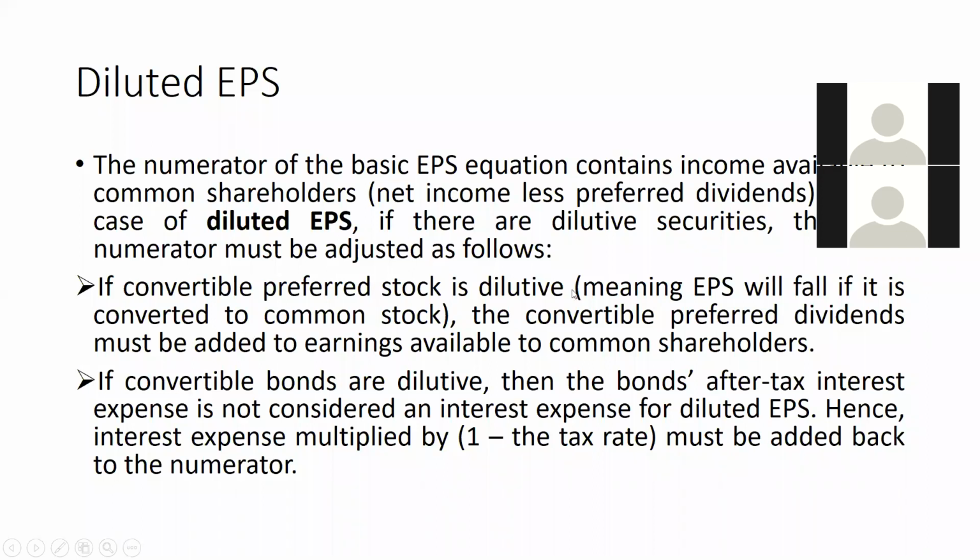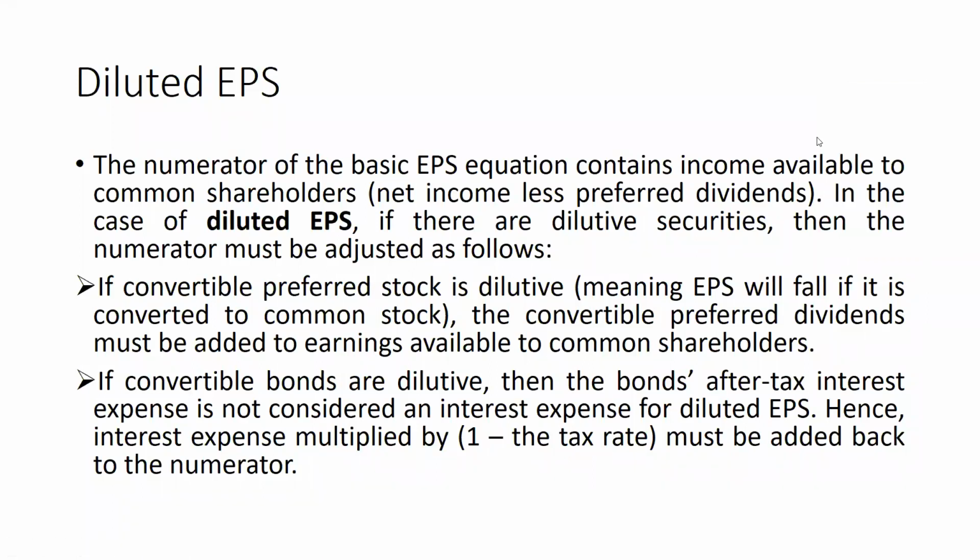First, if convertible preferred stock is dilutive, meaning that EPS will fall if it is converted to common stock, the number of shares will increase and there will be more added to the weighted average of common shares, and it will reduce the result. So convertible preferred dividends must be added back to earnings available to common shareholders. Apart from increasing the number of shares, it will increase the numerator as well.